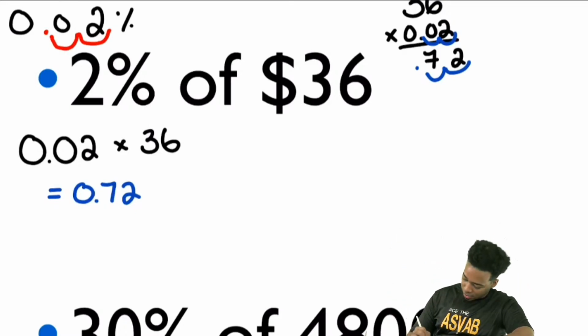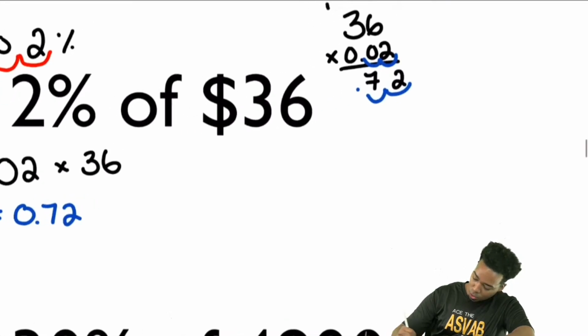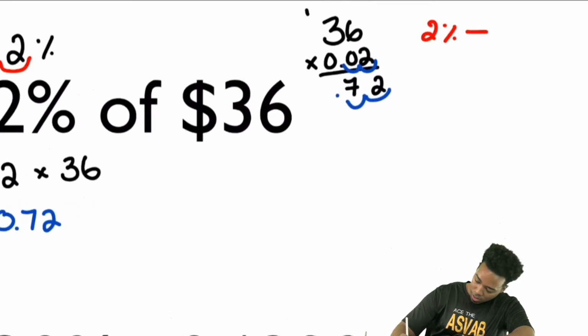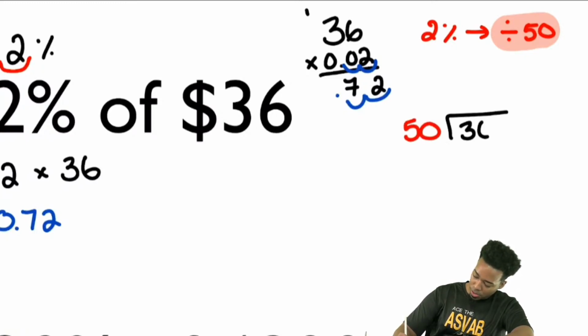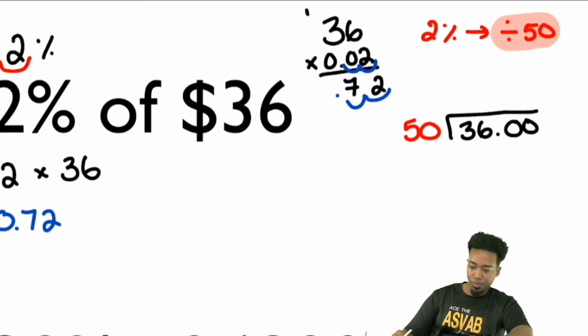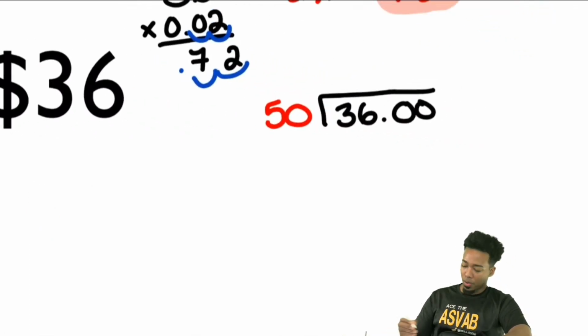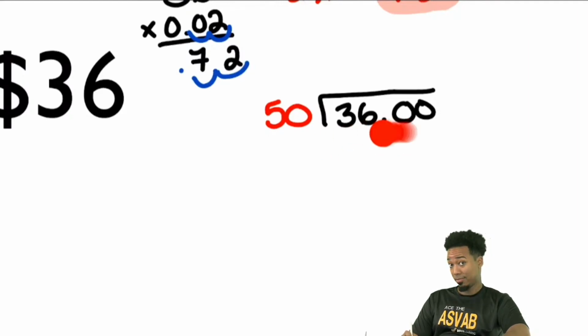So with that, take a look here. I'm going to say that 2% is the same as dividing by 50. It's the same thing. So what I'll do is divide 36 by 50. 50 going into 36. And I put these decimal places there. Watch this. Everyone, 50 can't go into 3. 50 doesn't go into 36. How many times does 50 go into 360?